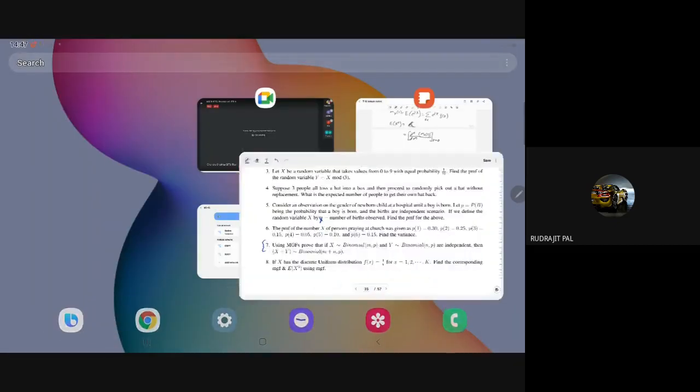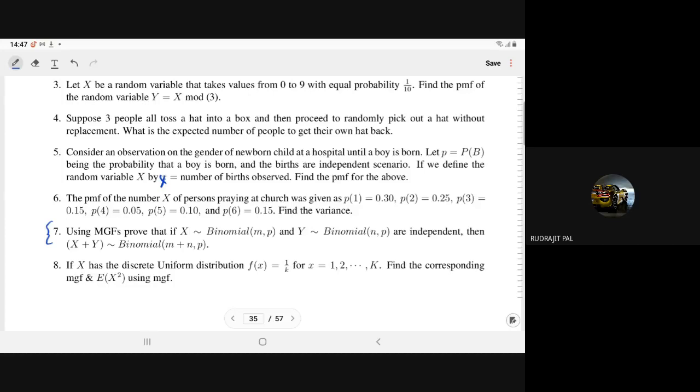So in question number 8, let X have the discrete uniform distribution, f(x) = 1/k, where X can take the values 1, 2, up to k. Find the corresponding MGF and E[X²] using the MGF.